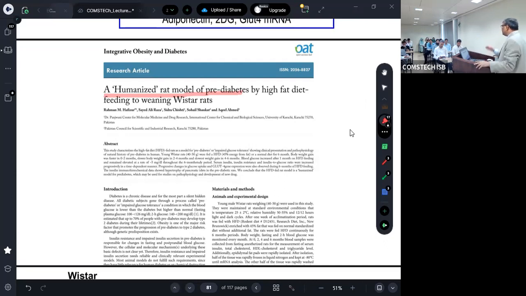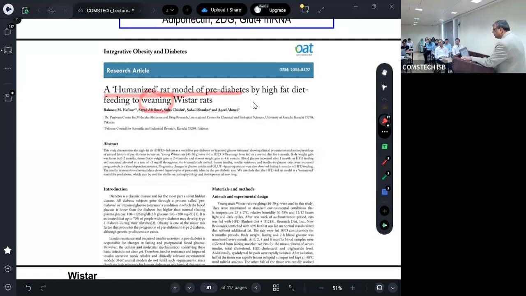Normally similar when we start the experiment. If the body weight is around 50, maybe 30, 35, 40, 45, 50, 55, we make it a narrow range. We keep a minimum variation factor, so all the rats should have the same body weight. Using this, we published a paper: a humanized rat model for pre-diabetes by high-fat diet feeding. This is the key word.